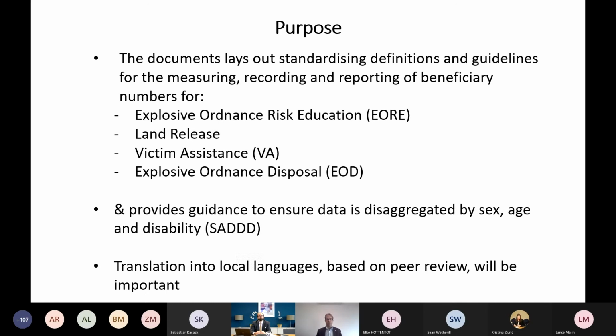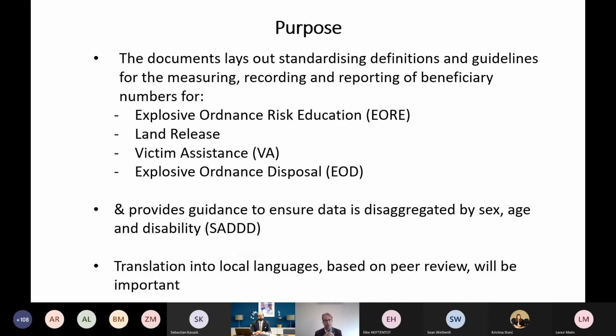The purpose is to standardise definitions and guidelines for the measuring, recording and reporting of beneficiary numbers for those four thematic areas that you can see: explosive ordnance risk education, land release, victim assistance and explosive ordnance disposal. The two new ones there are victim assistance and explosive ordnance disposal, and I'd like to think that that is one of our successes in these efforts to get hold of those thematic topics.